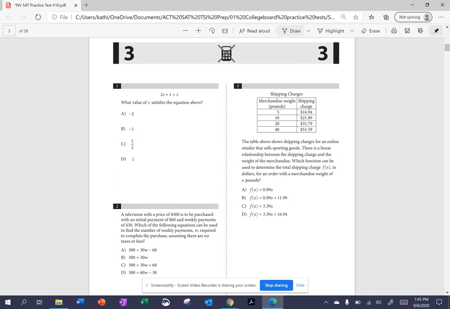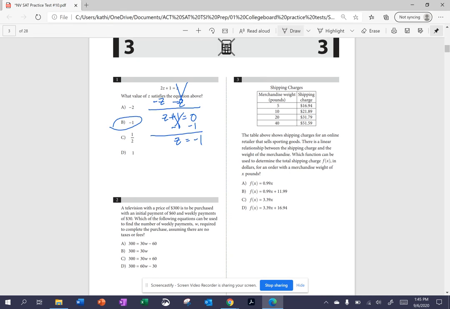Number 1, what is the value of z that satisfies the equation above? So I'm solving for z. I'm going to subtract z on both sides. Whatever I do to one side, I do to the other side. So this is z plus 1 equals 0. Subtract 1 from both sides, and z equals negative 1. One down. Let's go.